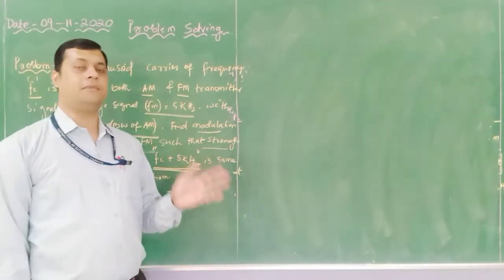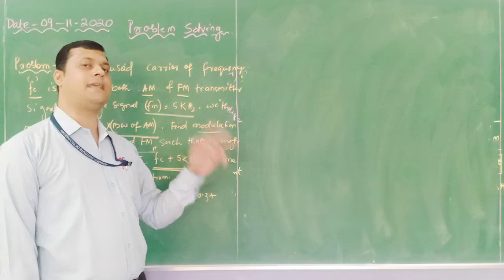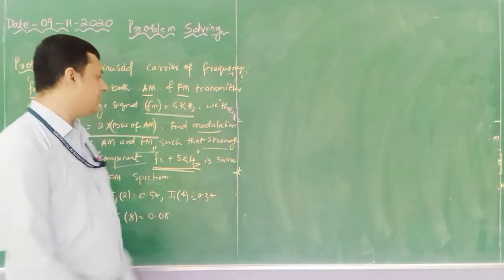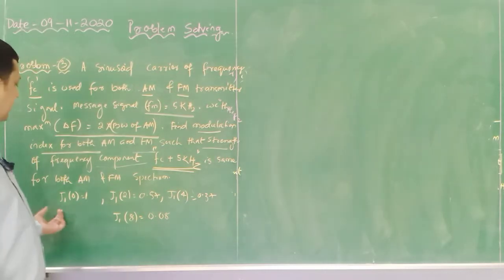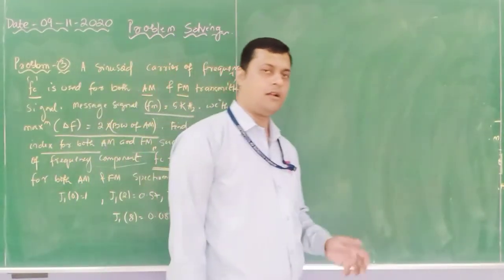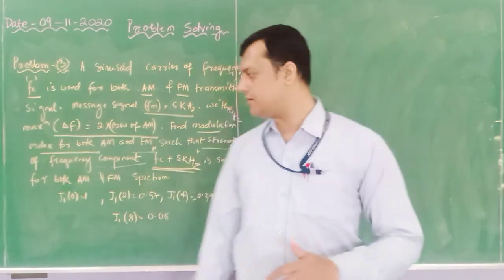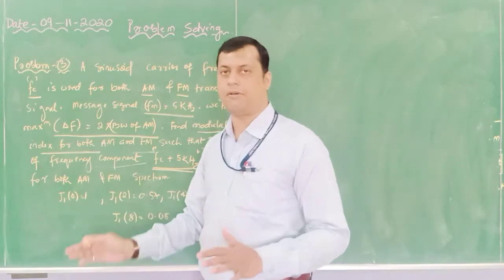The strength means the potential available in this particular frequency will be the same for both AM and FM. It is the same for both AM and FM spectrum. And these are the Bessel functions given for 0th order, 1st order, 2nd order, 3rd order, as it is. Maximally it is represented in the 1st order.